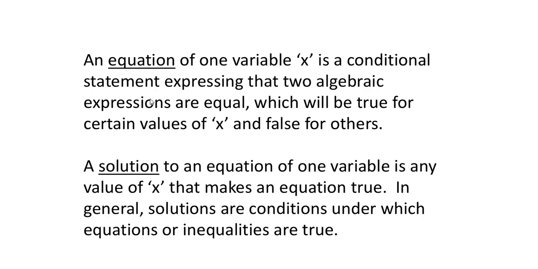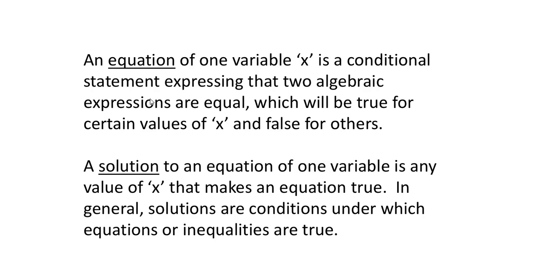But when there's variables involved, you can't determine whether it's true or false until a number is plugged in for that variable. So once we choose a value for x, like x equals 5, then we can decide whether the equation is true or false based on that choice for x. That's why these are called conditional statements, because they're true under certain conditions and false under other conditions.